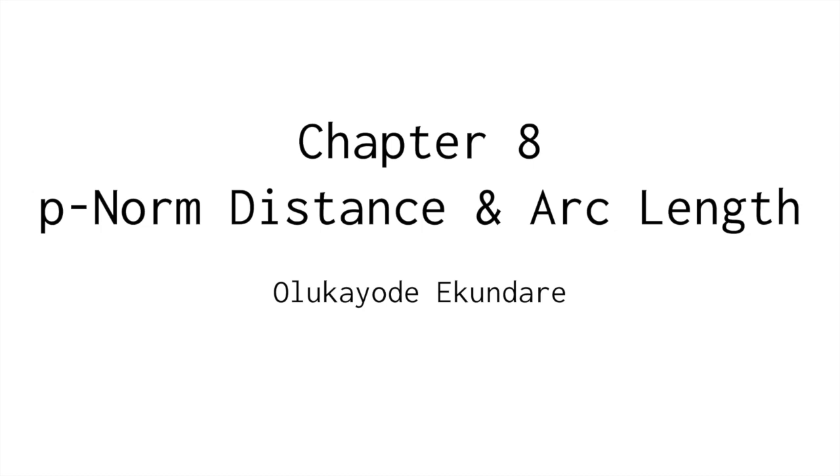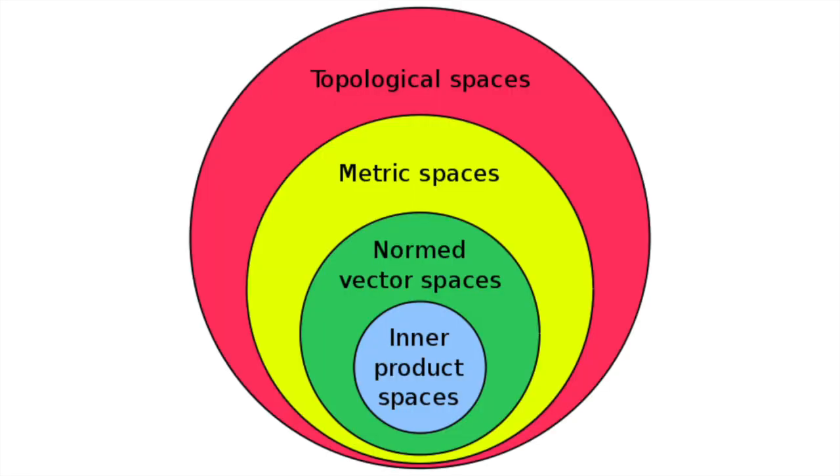Welcome to Chapter 8. In this video, we'll be expanding the ideas introduced at the end of Chapter 7, existing in a space where length is measured with the p-norm. To begin, I want to look at this graphic of some subsets of topological spaces. Put simply, a topological space is a space that has points, like the 2D plane, for example.